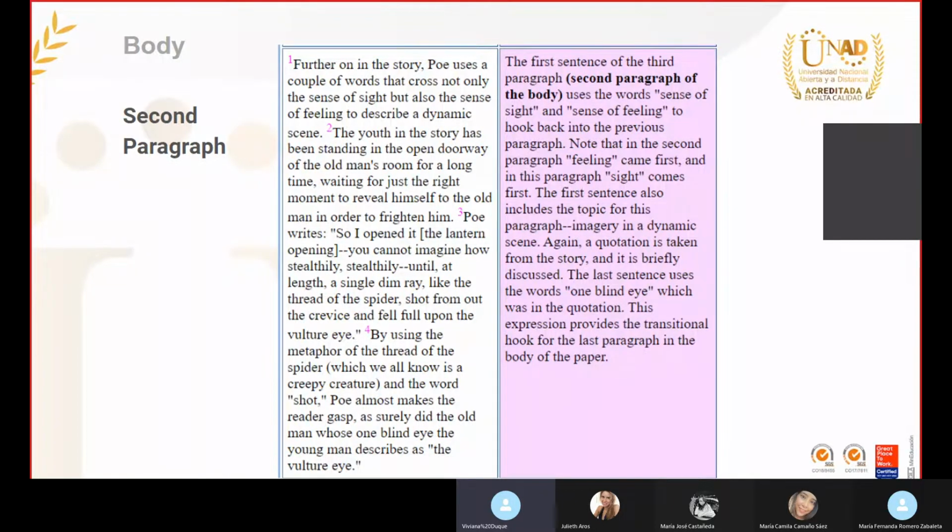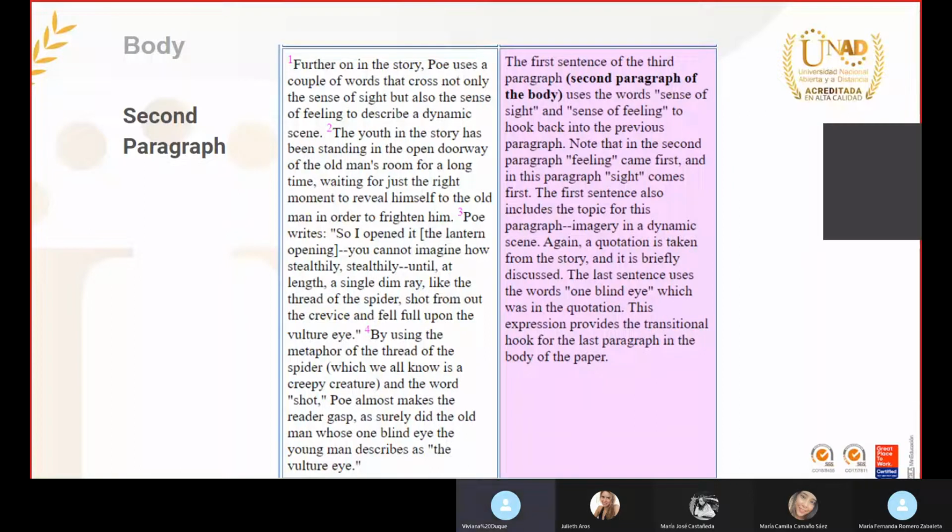So I opened it, a little, a little. You cannot imagine how stealthily, stealthily, until at length a single dim ray fell like the thread of the spider from the crevice and full upon the vulture eye.